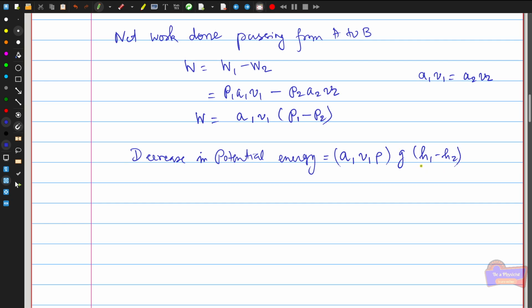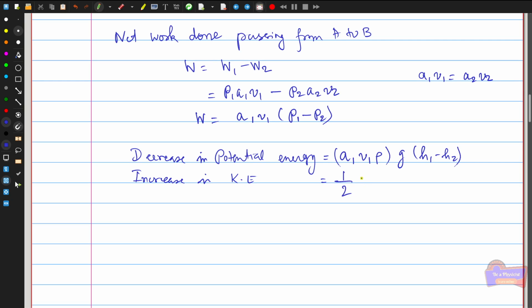That is the difference between the height between the point A and B. So this is the decrease in potential energy. Similarly, if the potential energy is decreased, then the kinetic energy will automatically increase. So that increase in the kinetic energy can be written as half mv squared.